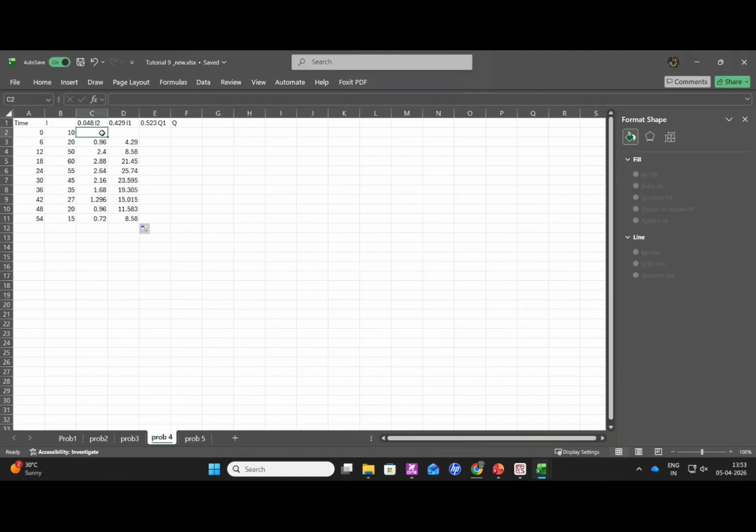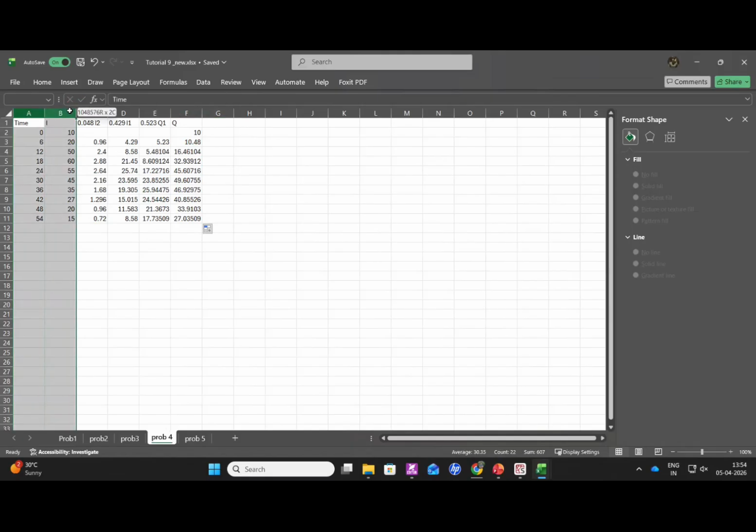Initially it's going to be 10. And then this is going to be 0.523 times the value of Q here. And here you can calculate the value of Q by adding these three terms. It's 10.48. So you have to drag it down. This is going to be your outflow. Now we can plot the same thing.